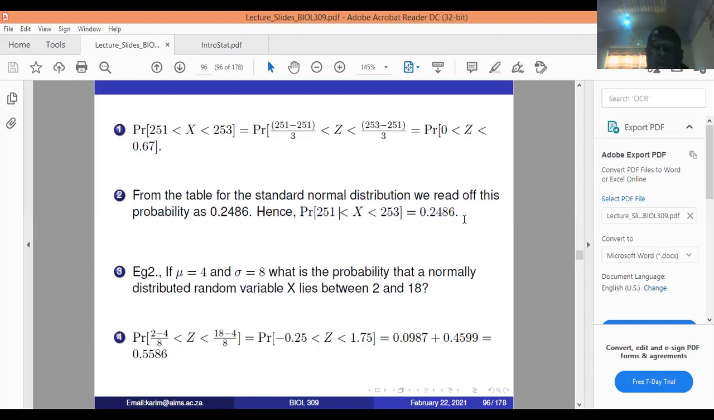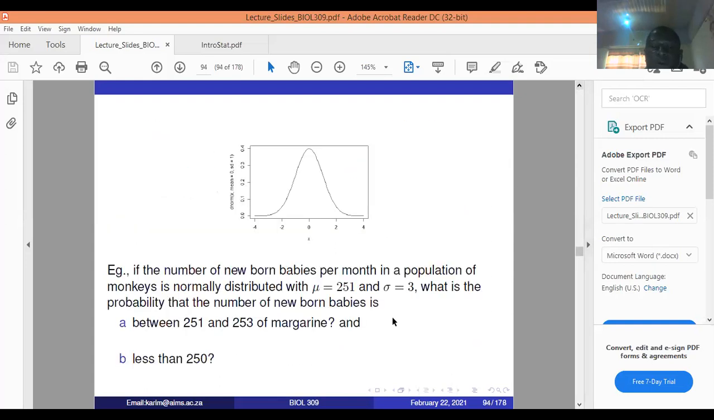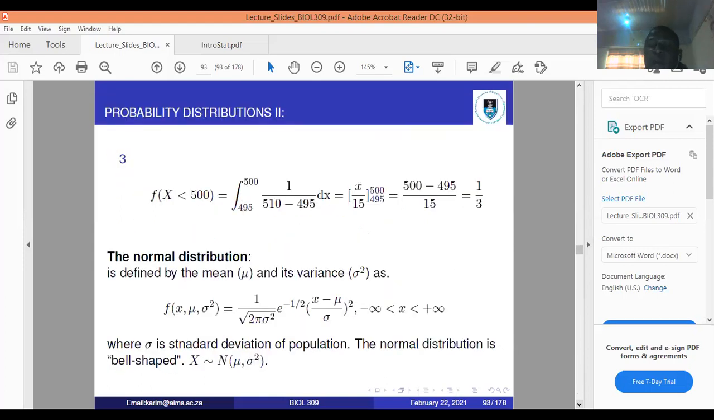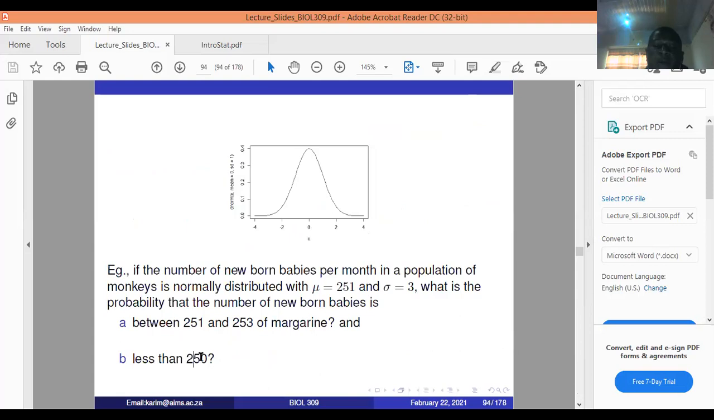If you are looking for the other one, the probability that the number of newborn babies is less than 250, you will substitute this one. We are just finding only one side. We substitute 250 into our formula for Z. So we are going to have 250 minus the mean, which is 251, divided by our standard deviation, which is 3. Then we go and read that from our table again and see what the value is going to be.